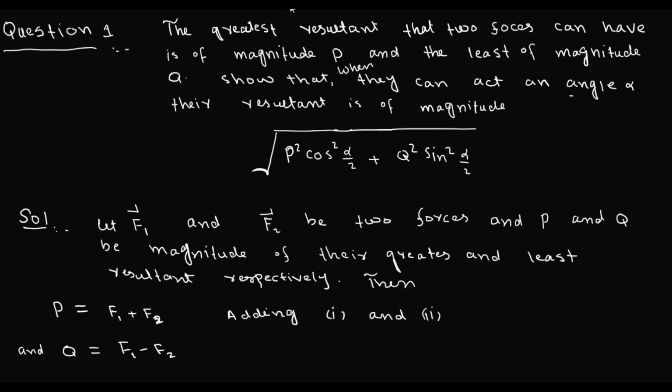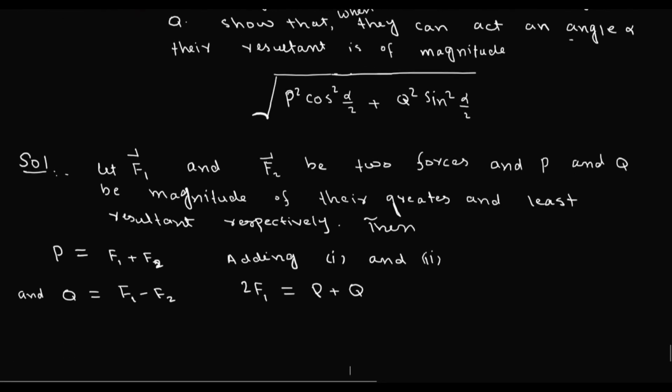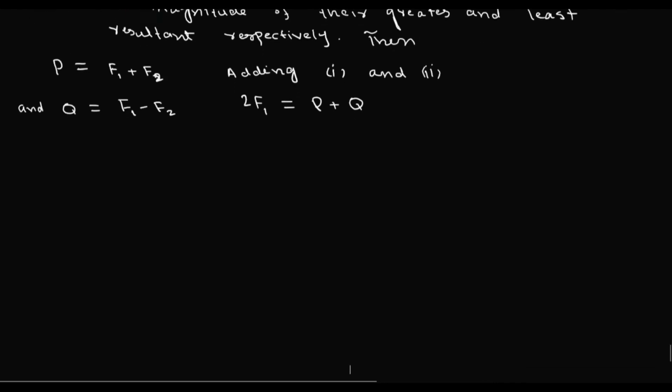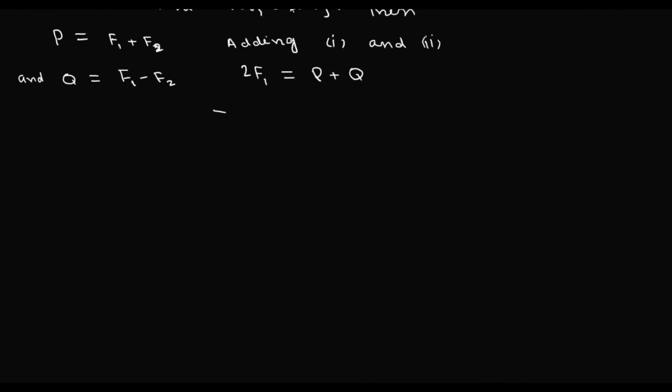F1 plus F2 is equation 1, F1 minus F2 is equation 2. After adding we get 2 F1 equal to P plus Q, and here we can write F1 is equal to P plus Q divided by 2. Since we have added 1 and 2, now we will subtract 1 and 2.